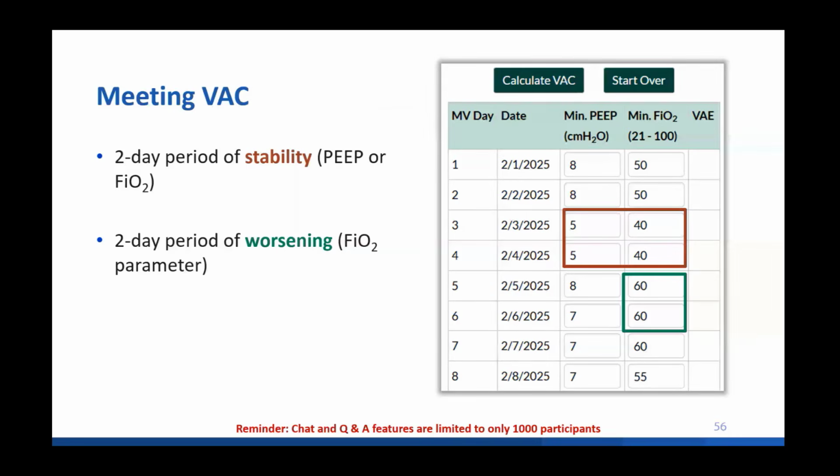In this example, you can see that there is a 2-day period of stability in both the PEEP and FiO2 parameters, with a PEEP of 5 centimeters of water and an FiO2 of 40 on mechanical ventilation days 3 and 4. Following the baseline period of stability is a 2-day period of worsening oxygenation, but only in the FiO2 parameter, with an FiO2 of 60 on mechanical ventilation days 5 and 6. There is also worsening in the PEEP parameter, but it does not meet the requirements to be considered a period of worsening oxygenation to meet VAC definition.